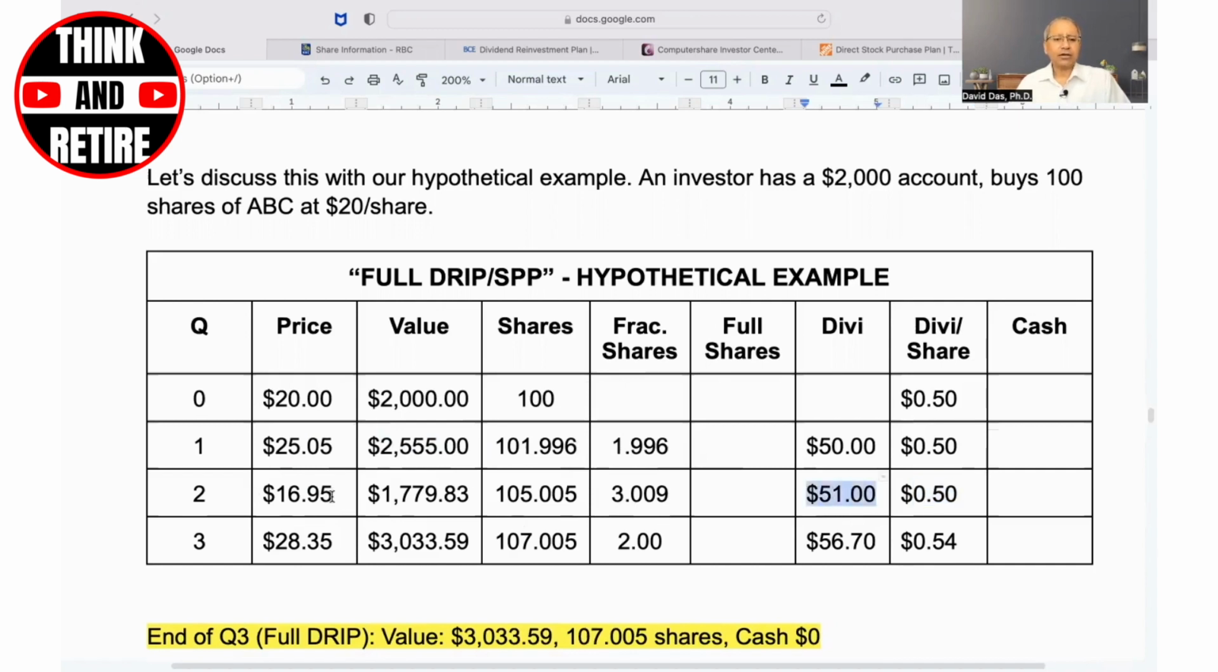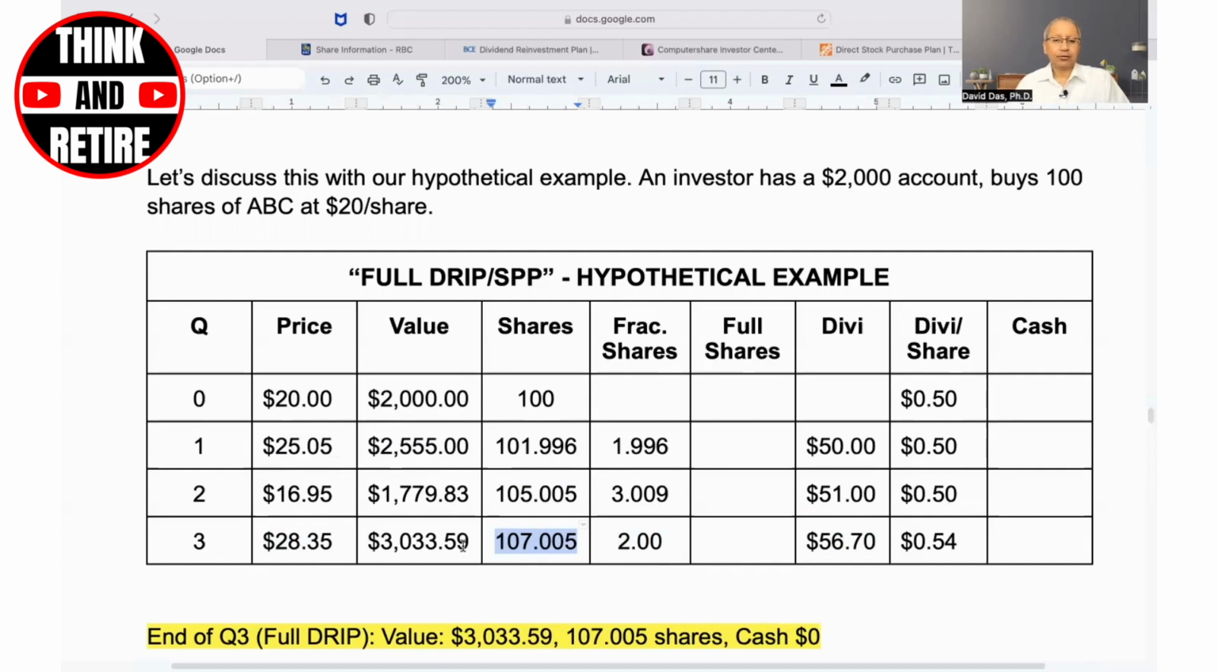The price of the share has decreased to $16.95. So with $51, the client will receive 3.009 shares. So the total amount of shares at the end of quarter two will be 105.005. Now moving to quarter number three, the company has declared a dividend of 54 cents a share. So for 105.005 shares, the amount of dividend will be $56.70. And the price of the share is $28.35. So the investor will get 2 shares, and that brings the total portfolio to 107.005 shares.